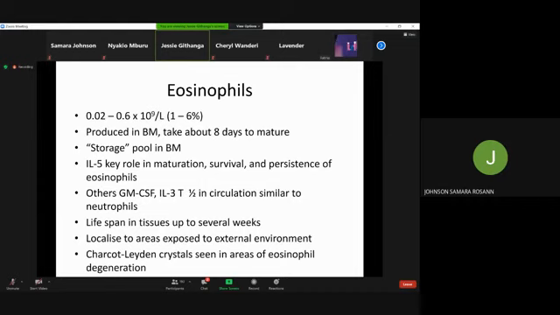And sometimes where we have situations where there's an increase in the eosinophils, we may find this specific type of cell known as Charcot-Leyden crystals that are seen in areas of eosinophil degeneration. So sometimes if somebody has a massive allergic reaction and they give their sputum, we can look at the sputum.